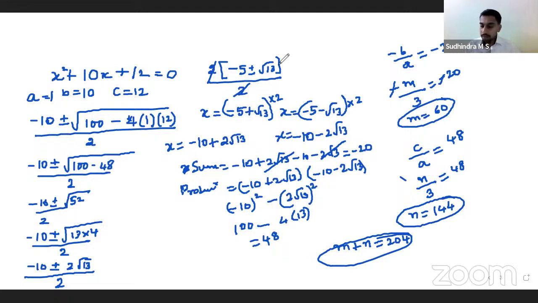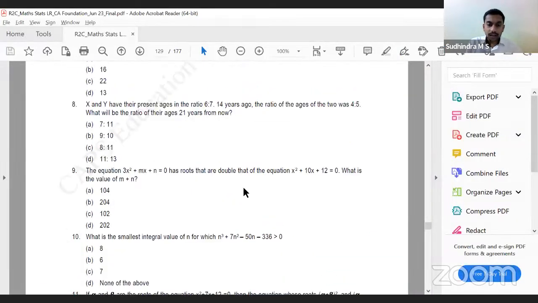Okay, that was question number 9. Next one, question number 10. What is the smallest integral value for n for which n cube plus 7n square minus 50n minus 336 is greater than 0? Option A, 8. Option A, 7. Just substitute the values.